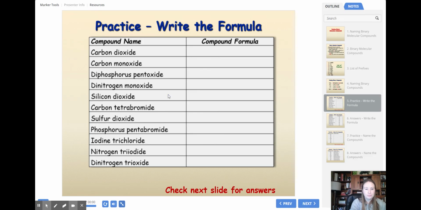SO2, good job. Carbon tetrabromide, that would be CBr4. Sulfur dioxide, that's SO2. Phosphorus pentabromide, that's PBr5. Iodine trichloride, that's ICl3. Nitrogen triiodide, that would be NI3. We did that one. We did the Lewis structure yesterday. And dinitrogen trioxide would be N2O3.